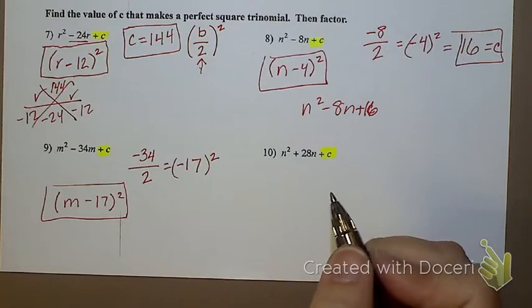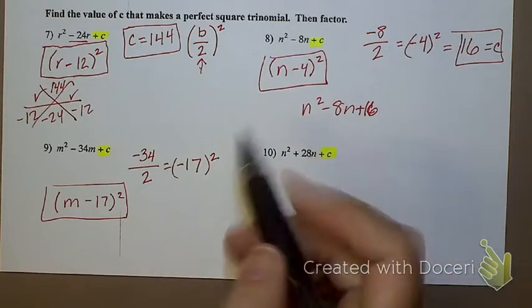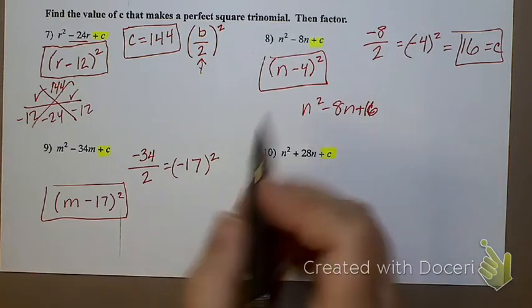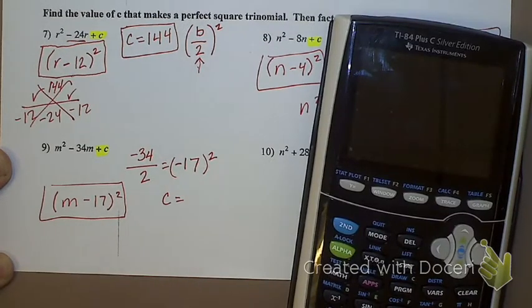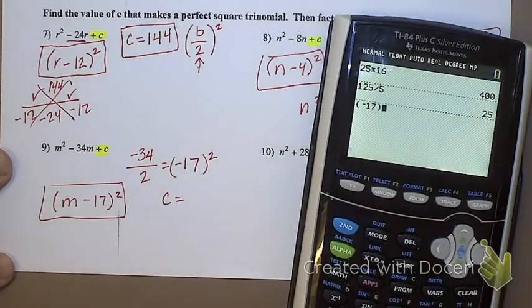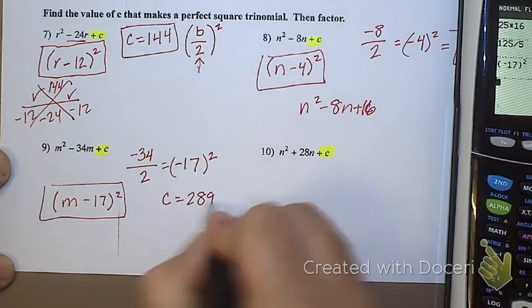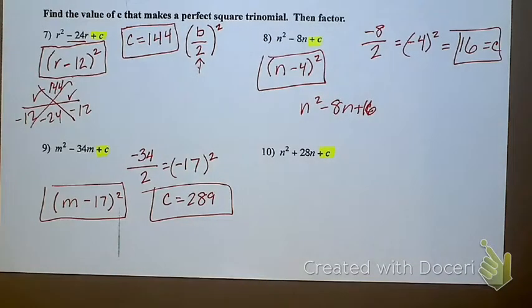By the way, can C ever be negative for a perfect square trinomial? Because if I square a negative, what happens? It becomes positive. So it's always going to be positive anyways. So C is what? Negative 17 squared, 289. Okay? All right, you try number 10. Tell me what C is and give me the factor.